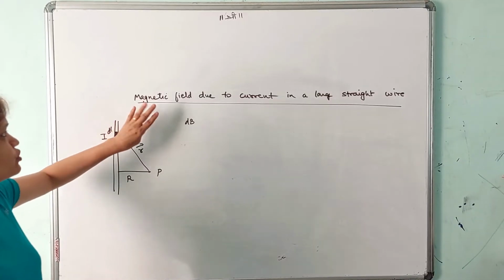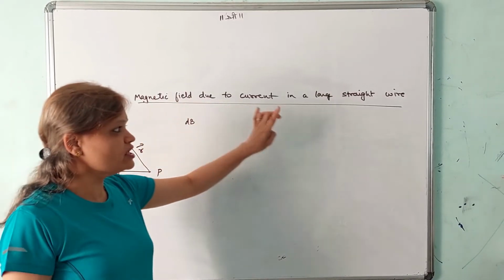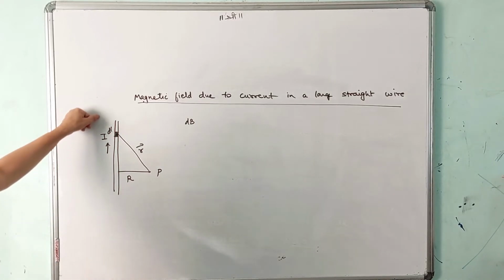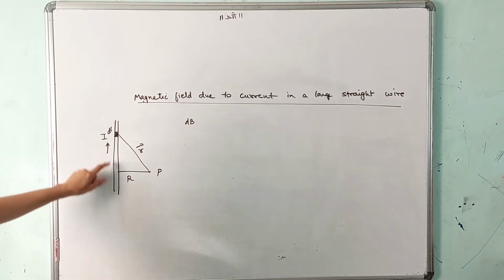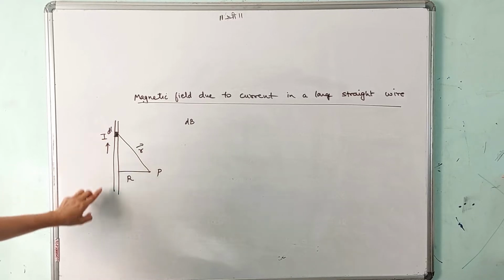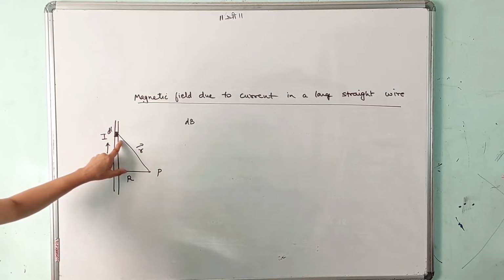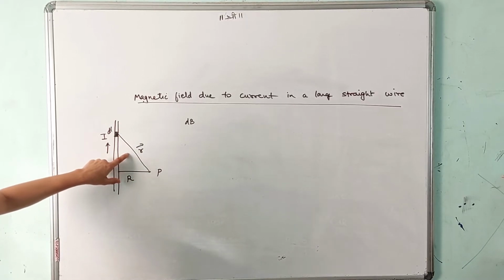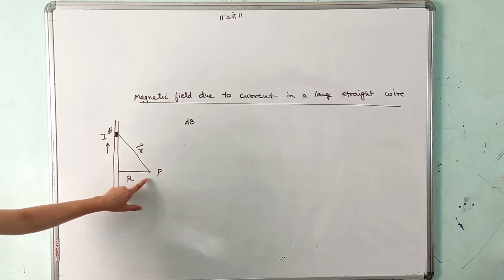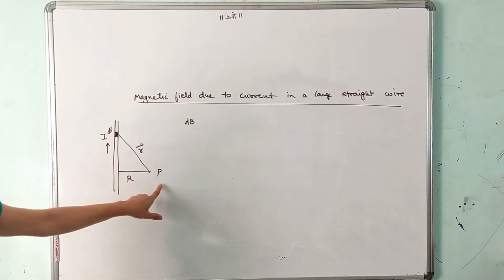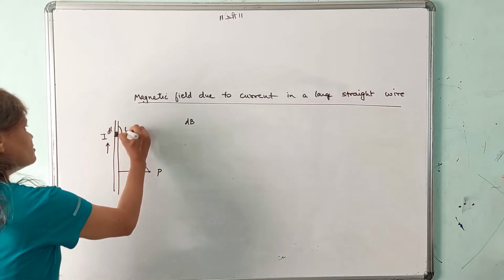So we are going to derive the magnetic field due to current in a long, infinitely long straight wire. So this is a long straight wire. We are considering an element dl. It is carrying current I. This is a point P at which we are going to determine the magnetic field. And this is r distance, small r is the distance between dl and the point P, and the perpendicular distance is capital R. We will mark this angle as theta.